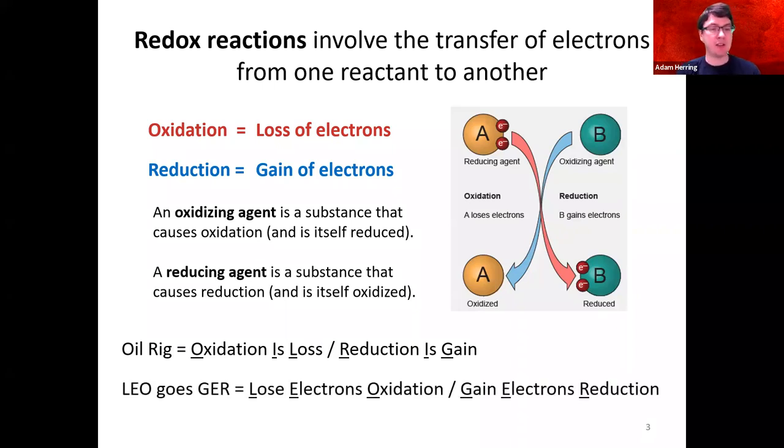Another mnemonic is LEO goes GER, as in Leo the lion. Leo the lion goes GER. This would stand for: lose electrons is oxidation, gain electrons is reduction. So you'll notice that these 2 mnemonics are really just saying the same thing. You can pick one or both of them to use, or you can come up with your own.